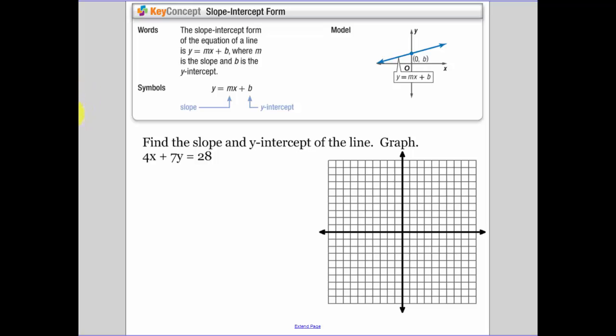Now, finding the slope and y-intercept. Graphing these lines, now that I know how to find slope-intercept form, y equals mx plus b. You guys should really know this. This should have been drilled into your brains. To find the equation of this line, you need to solve for y. So I need to isolate this y, so I'm going to subtract the 4x over.